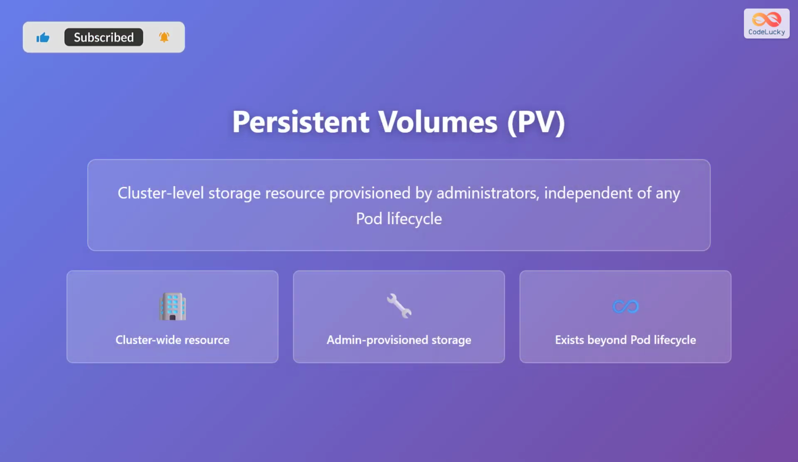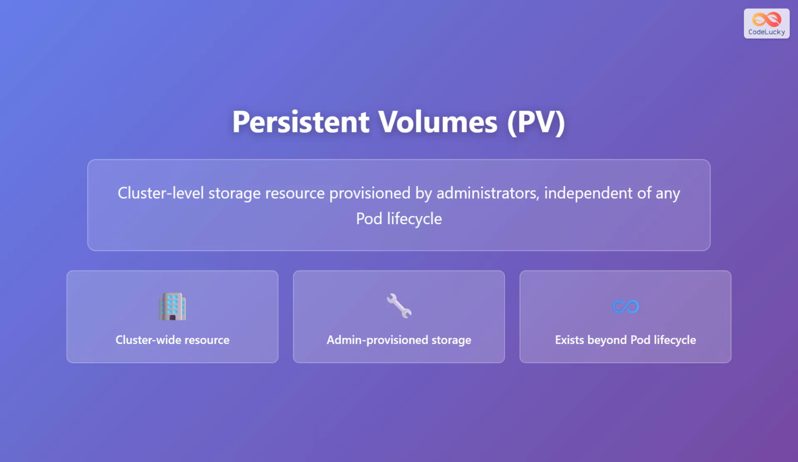Now let's explore persistent volumes. Abbreviated as PV, a persistent volume is a cluster-level storage resource that's provisioned by cluster administrators. Unlike regular volumes that are defined within pod specifications, persistent volumes exist as independent cluster resources. They have three key characteristics.